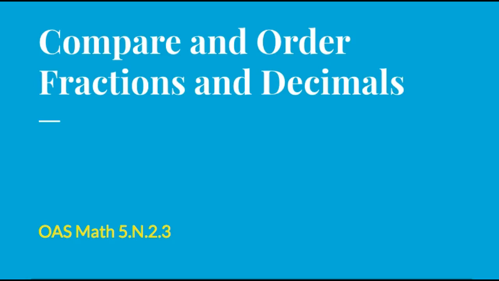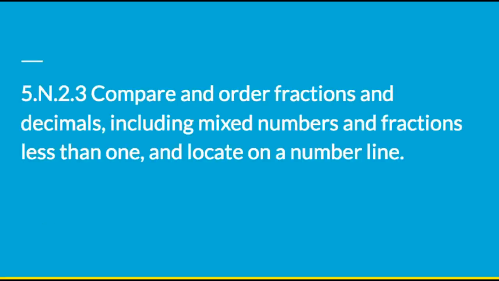Today we're looking at compare and order fractions and decimals. It's an OAS Math Standard 5N 2.3. That's 5th grade numbers, 2.3. The standard looks like this. Compare and order fractions and decimals, including mixed numbers and fractions less than 1, and locate on a number line.